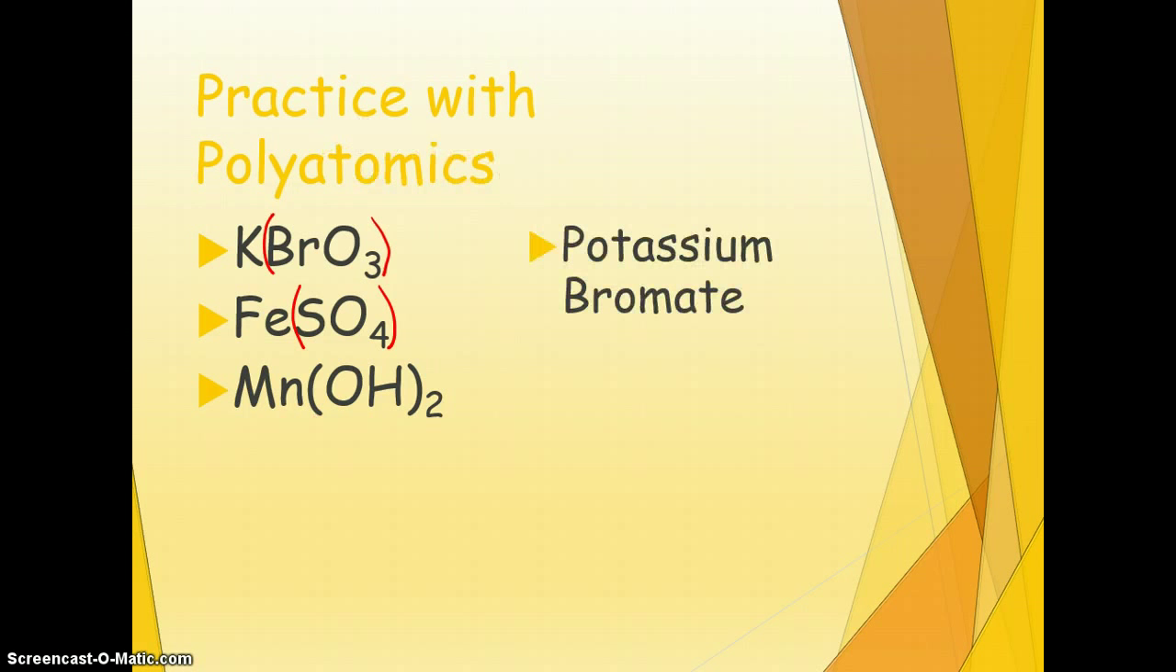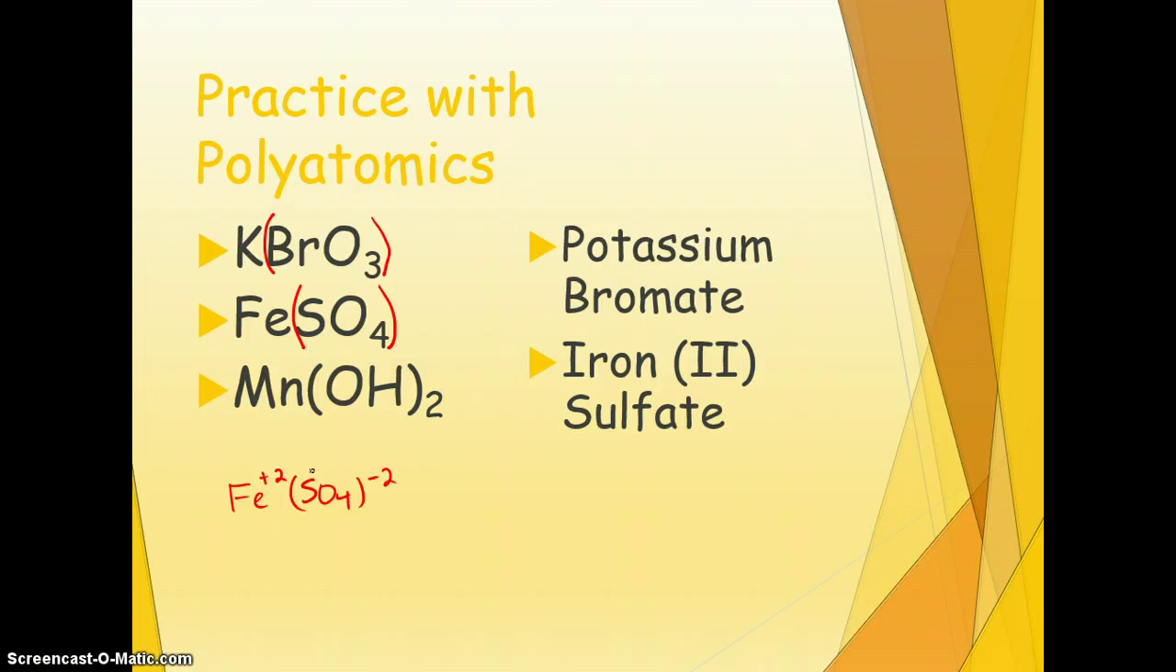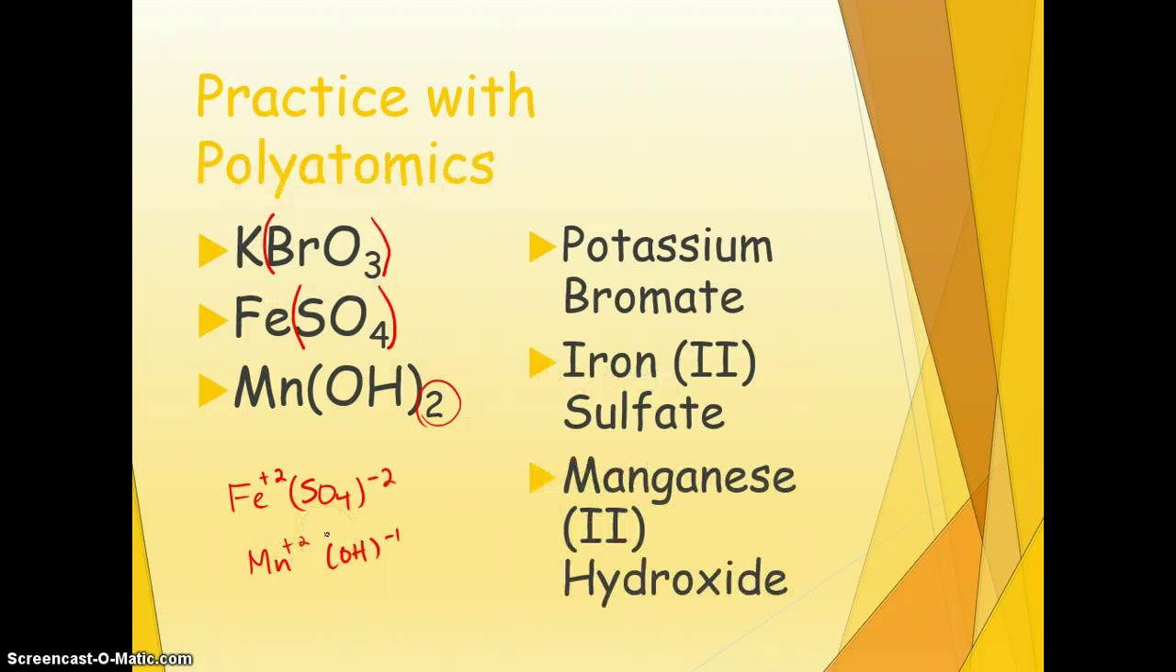Second one, I have to look at my iron. I know that sulfate, if I make notes here, so if I use scratch paper down here, I know that SO4 is a -2, which means my Fe must have been a +2. In that case, I have iron 2 sulfate. And if I look at my manganese, I have Mn, and then I have OH, which is a -1. However, I have 2 of these OHs. 2 times -1 tells me this, to balance it out, must have been a +2. And I have manganese 2 hydroxide.